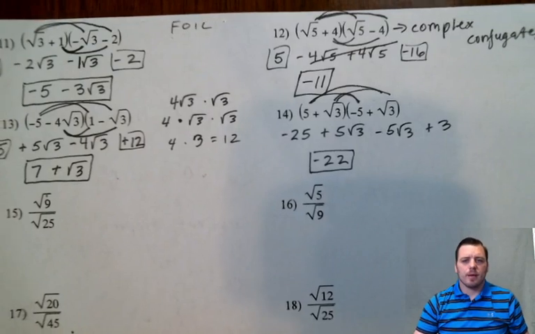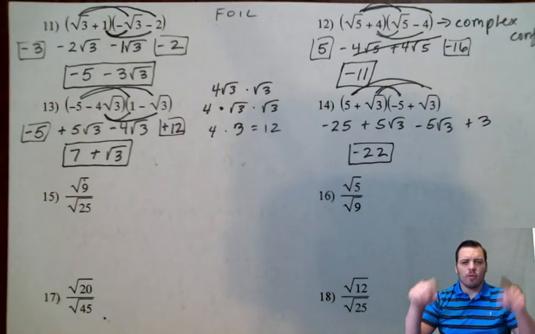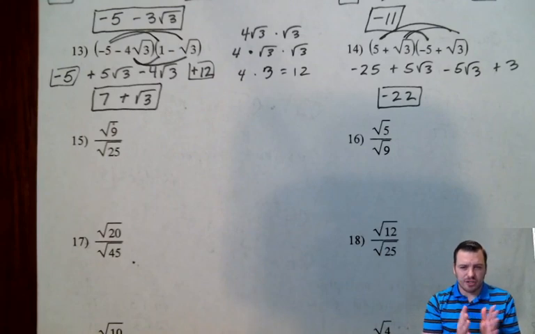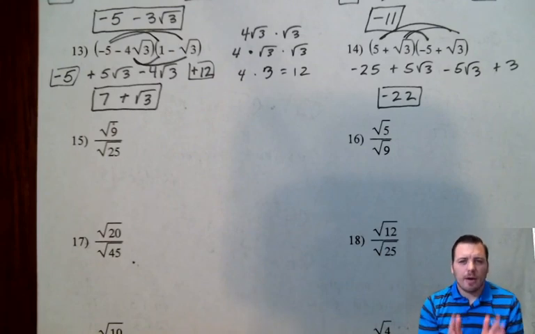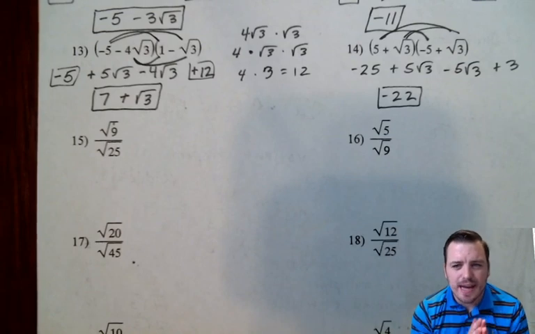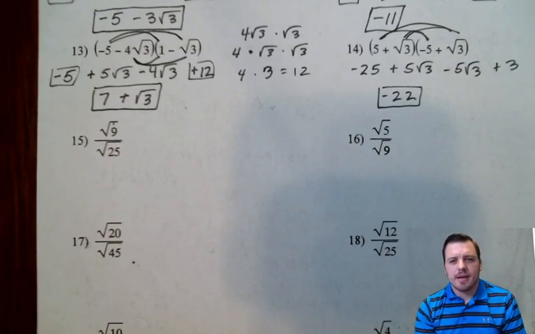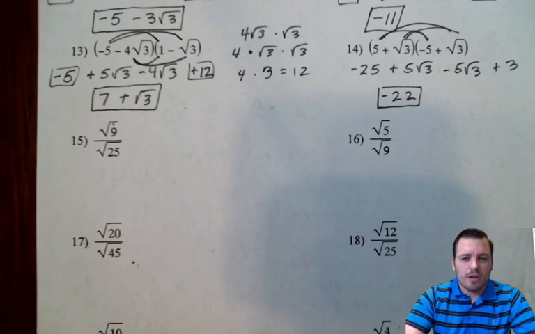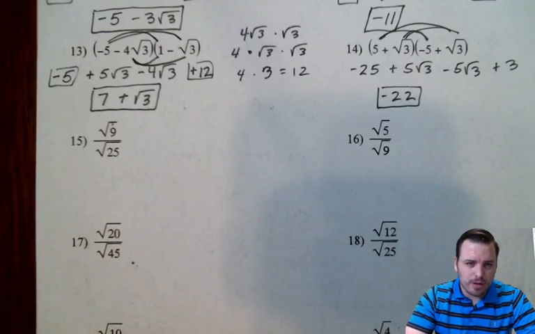All right. That is it for the FOIL. Now let's jump down here to the division. All right. Now, I want you to look at number 15 real quick. Someone type in what you think the answer is into the chat box. It's pretty obvious. It's not a trick question. What do you think the answer is for number 15?